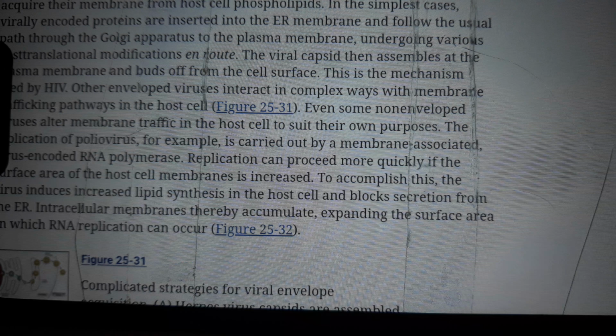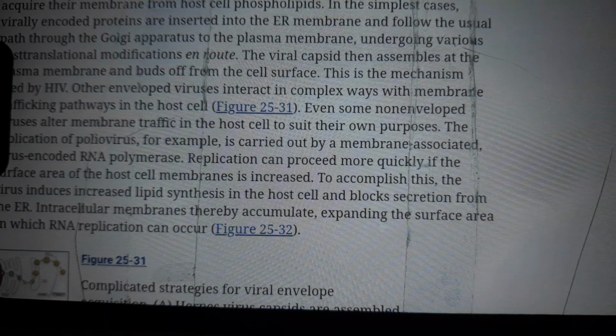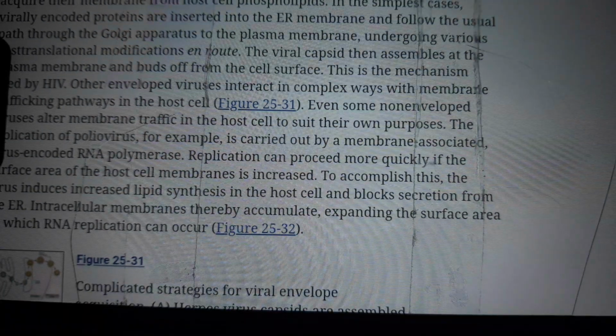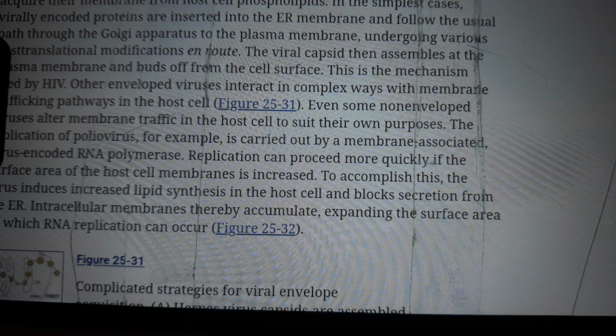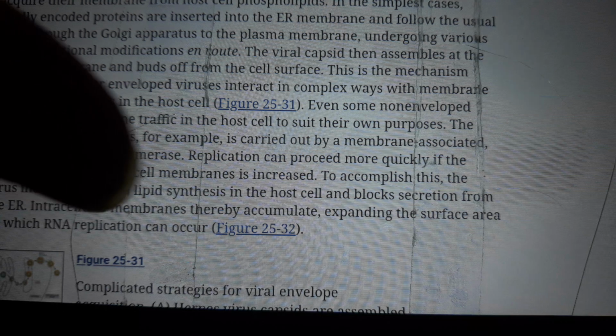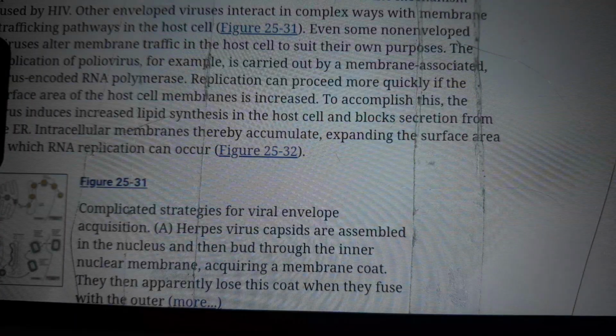Viruses also alter membrane traffic. The host cell enveloped viruses must acquire the membrane from host cell phospholipids. In the simplest cases, virally encoded proteins are inserted into the ER membrane and follow the usual path through the Golgi apparatus to the plasma membrane, undergoing various post-translational modifications en route. The viral capsid then assembles at the plasma membrane and buds out from the cell surface.